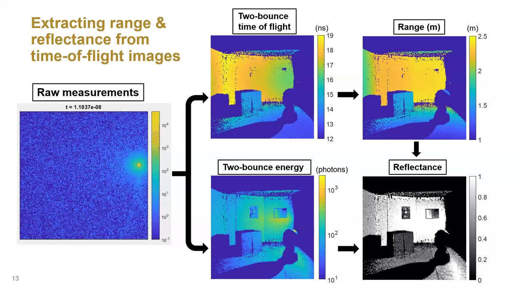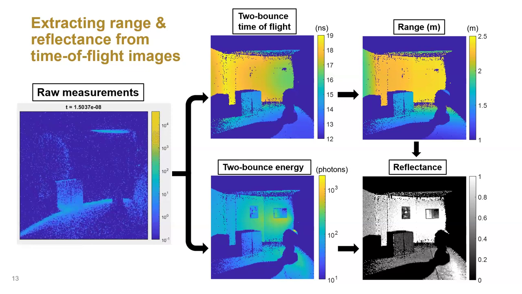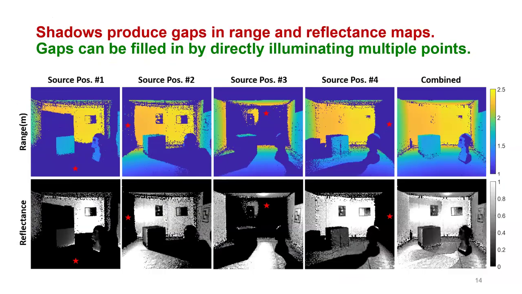But fortunately, this weakness is really easy to overcome if you just illuminate a few different points in the scene in sequence. And that's what we did here. We illuminated four different points in sequence. They're marked with the red stars. We treated each point as a projected light source and computed a separate range and reflectance map for each projected light source. We would then take the uncertainty weighted average of all of the range and reflectance estimates for all unshadowed pixels. And that would allow us to compute these combined range and reflectance maps you can see on the right. You notice there are no gaps due to shadows in these combined range and reflectance maps.